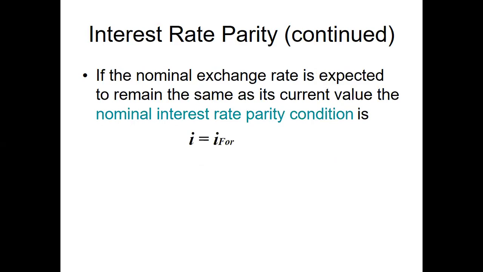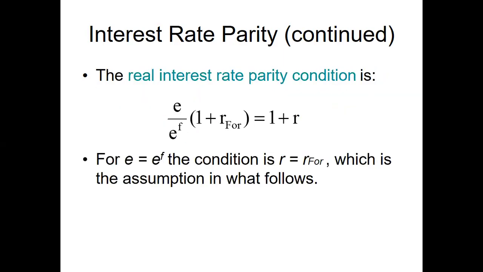Then in IRP, that is going to be the condition and assumption if the nominal exchange rate, which is e, is expected to remain the same as its current value in the foreign currency, which is e sub f. So the nominal exchange rate remains the same as its current value. Then the real interest rate parity condition is also this, and what follows.